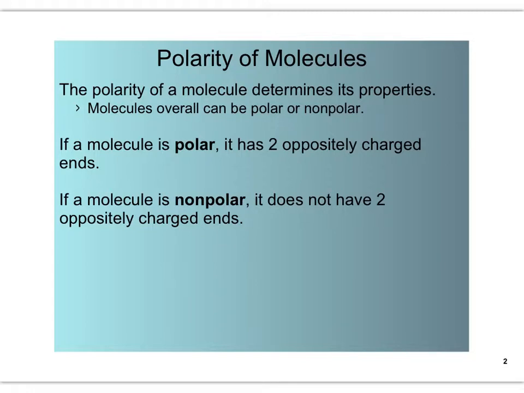If a molecule is polar, it's going to have two oppositely charged ends, a negative end and a positive end. And if a molecule is nonpolar, it will not have two oppositely charged ends.